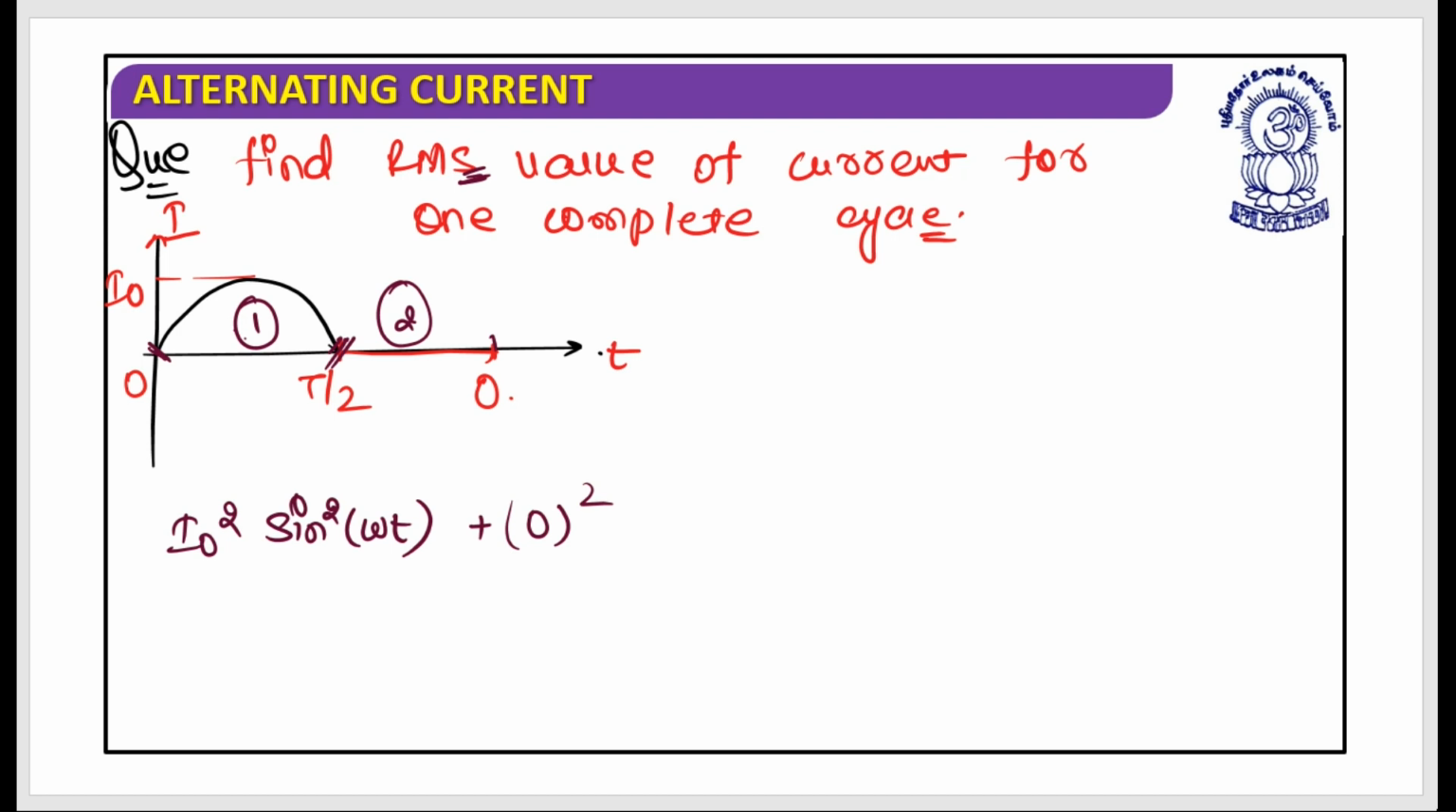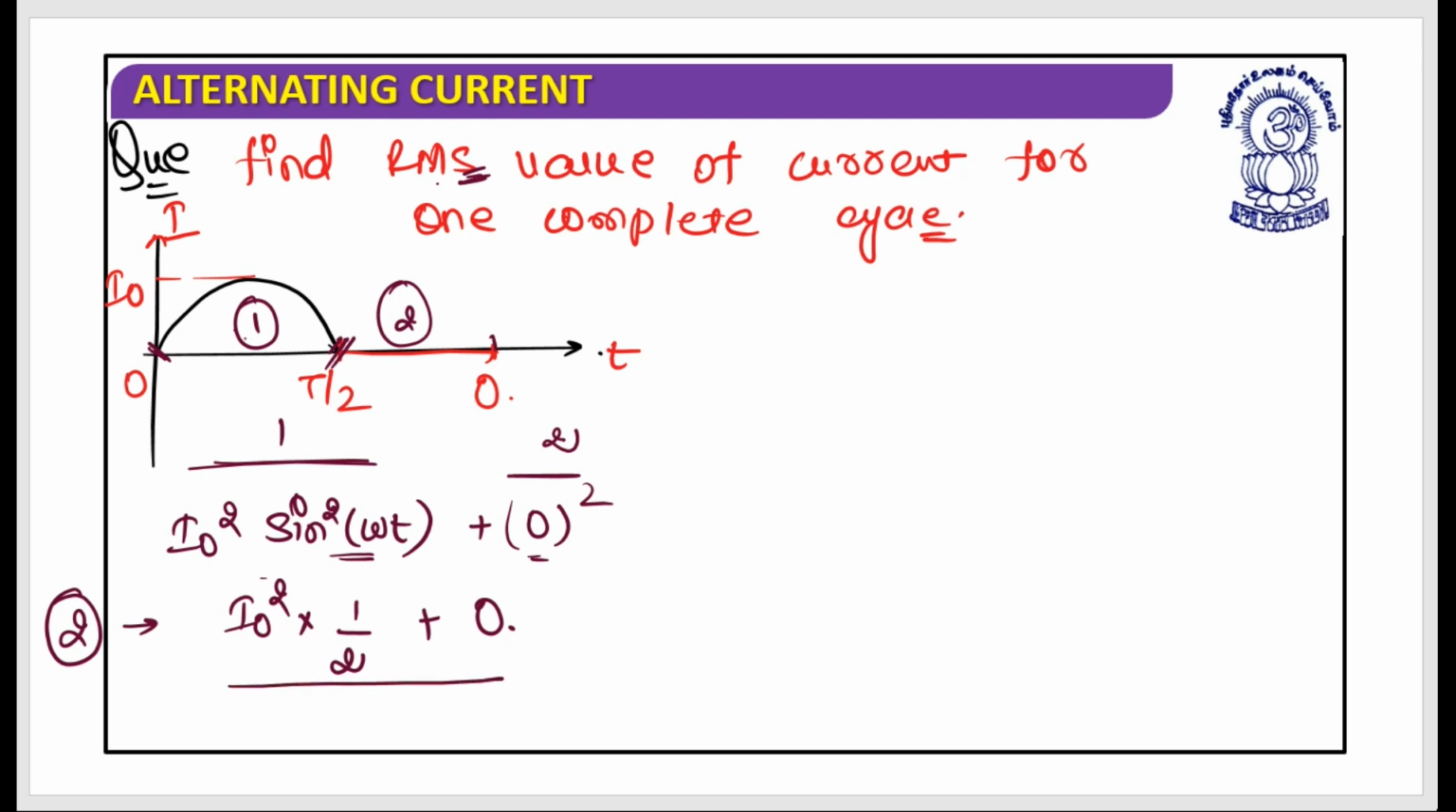Now it's time for the mean. When I talk about the mean, I'm talking about the second step. It's I naught square into the average of sine square omega t, which is 1 by 2, plus this is 0 itself. This is just sine square omega t and this is 0 square. So when I take the average, this is my first task, this is my second task. I need to take I naught square into 1 by 2, divided by 2. Why? Because these two segments are there. So this can be written as I naught square by 4. But this is just the second step.